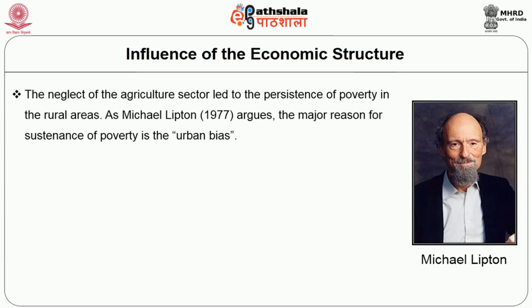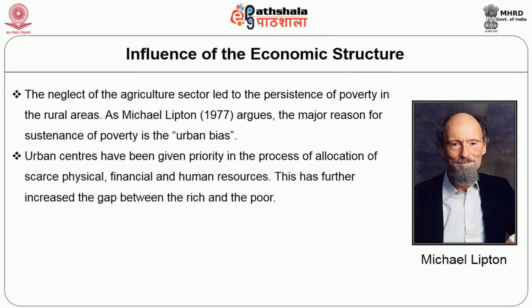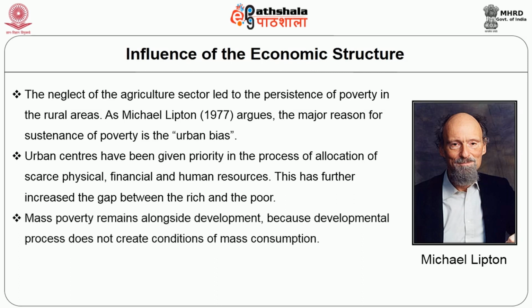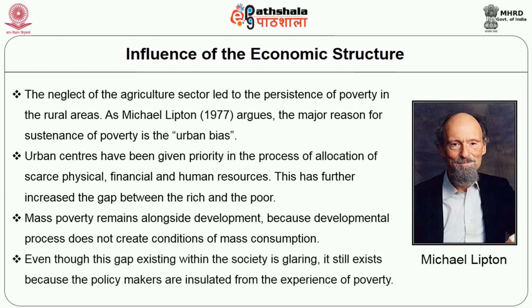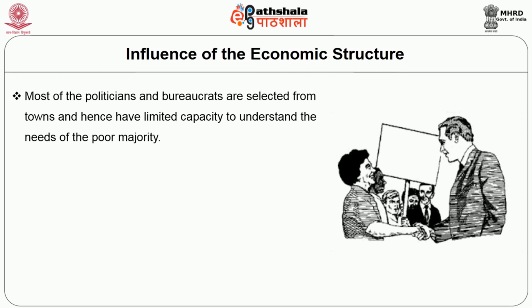As Michael Lipton argues, the major reason for the sustenance of poverty is urban bias. Urban centers have been given priority in the process of allocation of scarce physical, financial and human resources. This has further increased the gap between the rich and the poor. Mass poverty remains alongside development because the development process does not create conditions of mass consumption. Even though this gap existing within the society is glaring, it still exists because policymakers are insulated from the experience of poverty. Most of the politicians and bureaucrats are selected from towns and hence have limited capacity to understand the needs of the poor majority.